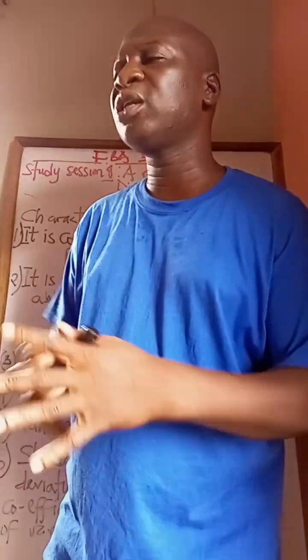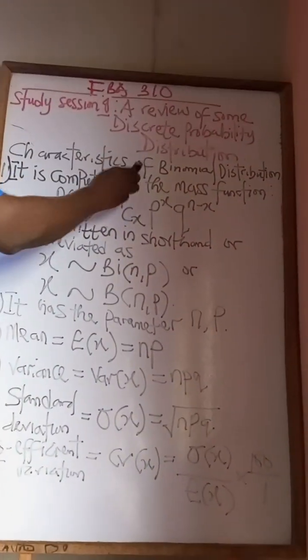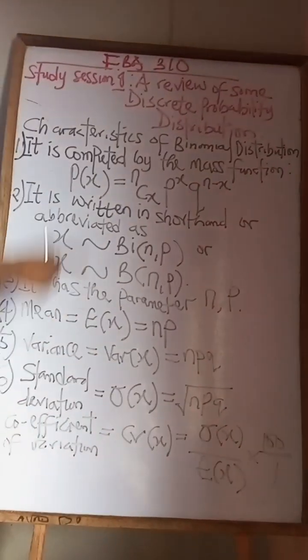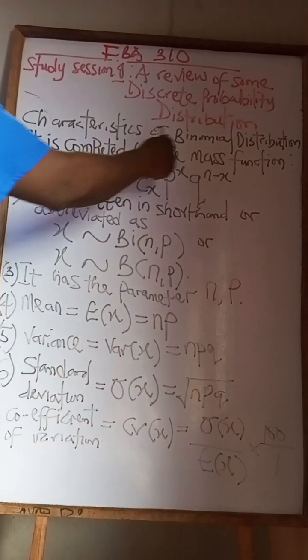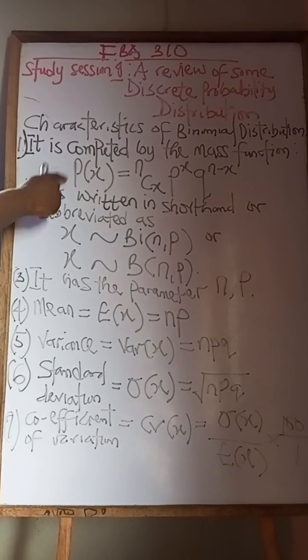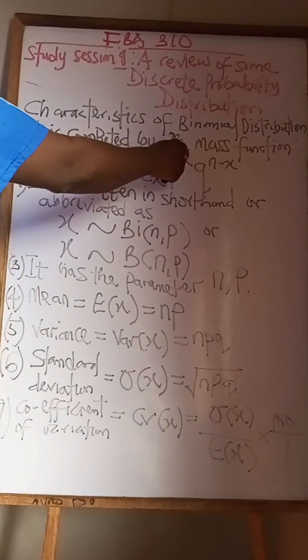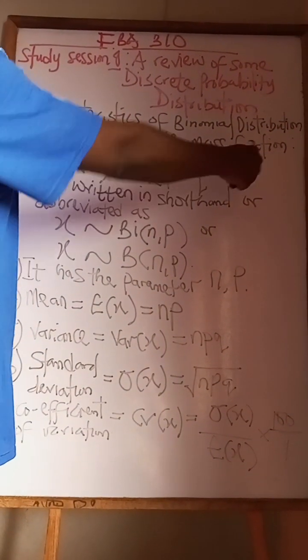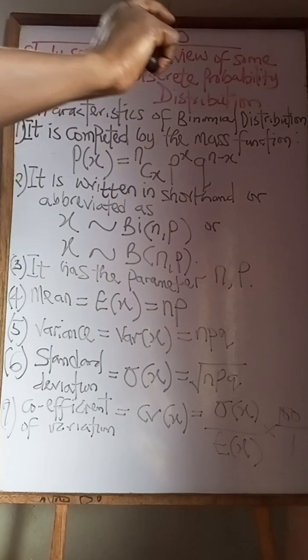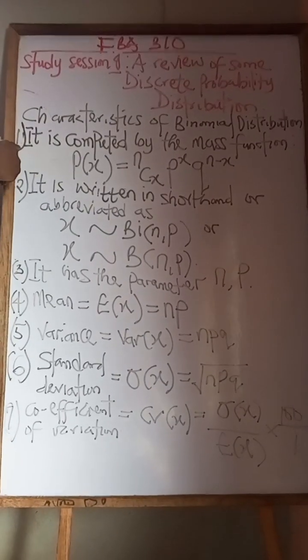Now, you need to know the characteristics of binomial distribution. And these are the characteristics. Make sure you note them and we'll now look at questions. Characteristics of binomial distribution. Number one, it is computed by the mass function. That is, the formula for binomial is P(X = x) equals n combination x, p raised to power x, q raised to power n minus x. That's the formula for binomial. Bernoulli doesn't have a formula for computation, but binomial does.